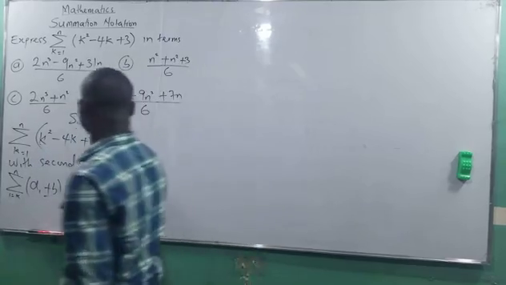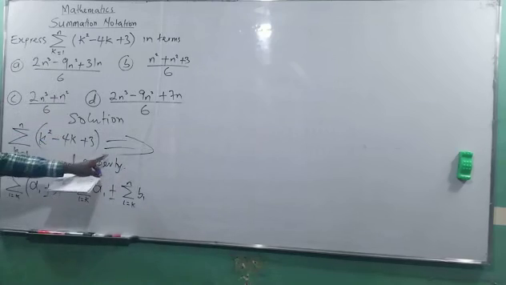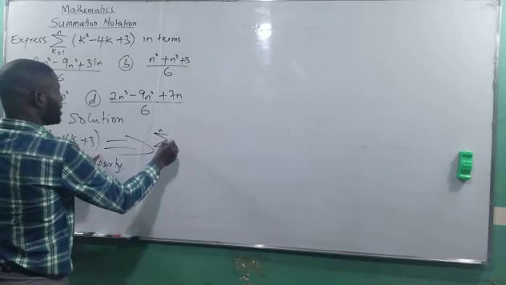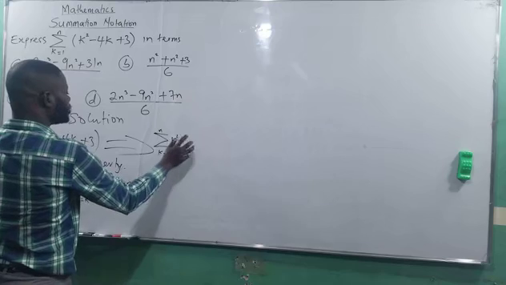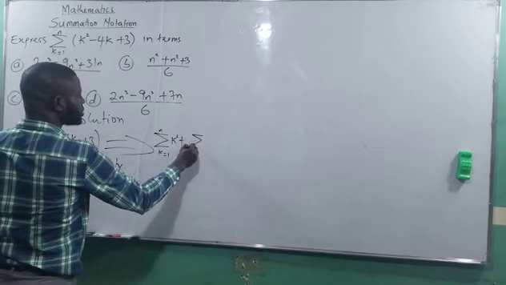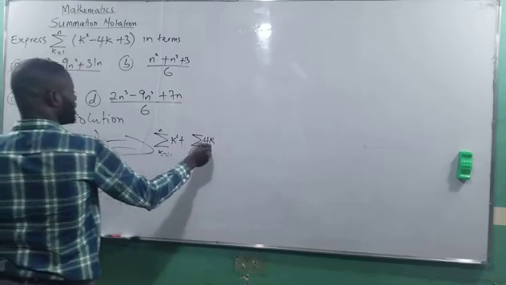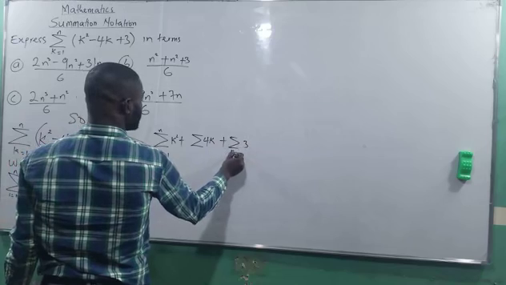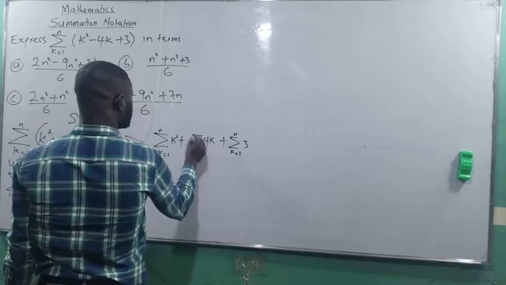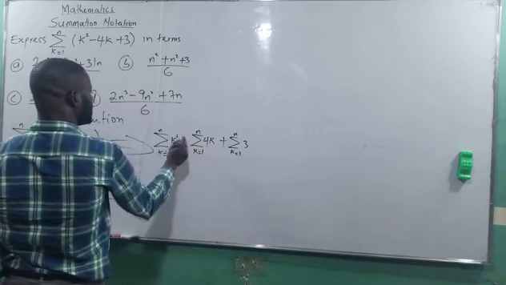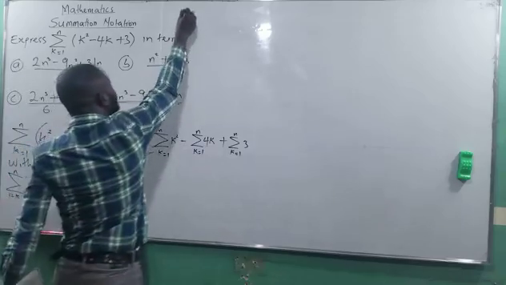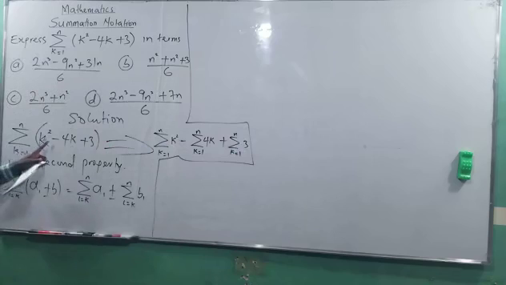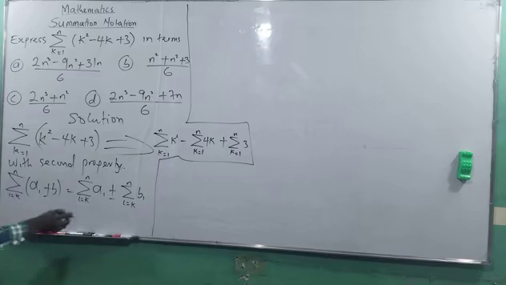Therefore, I can write this, using this property, as the summation from k equals 1 to n of k squared, minus the summation of 4k, plus the summation of 3. Now this is equal to this, and that is what I'm going to work on, with the help of the property. And don't forget, this is property 1.